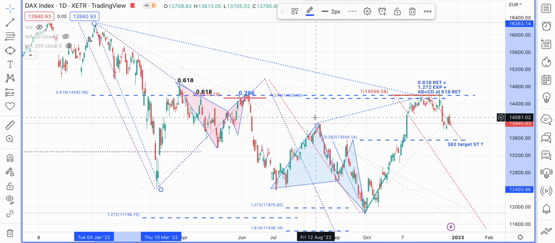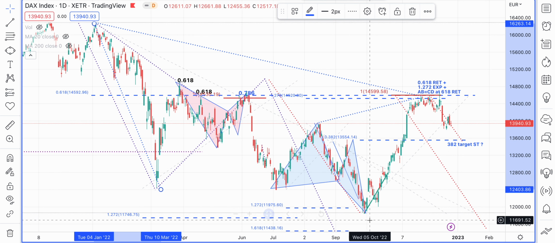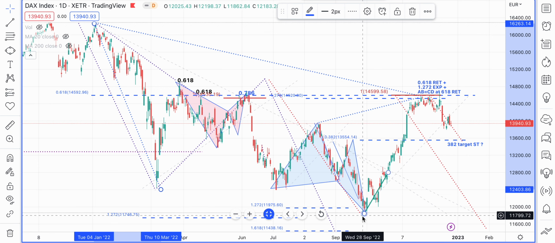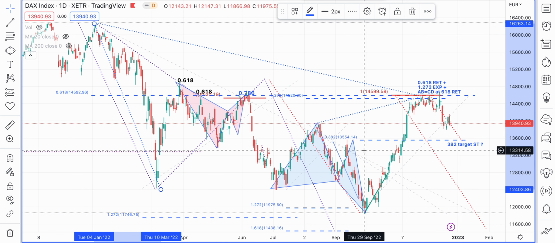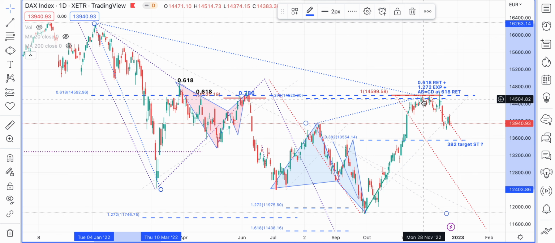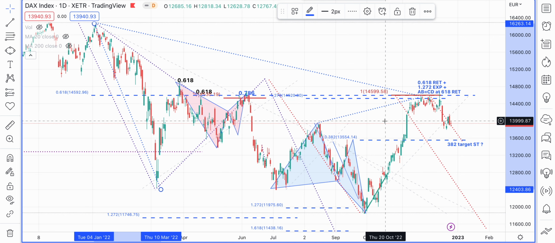Then it made an attempt to rally, and then we had a move lower, and what we have had now is a strong rally which took place from around end of September, and it went into around 24th of November. One key note is that in the US indices, 13th of October was a key date where the market seemed to have bottomed and we had a strong rally.